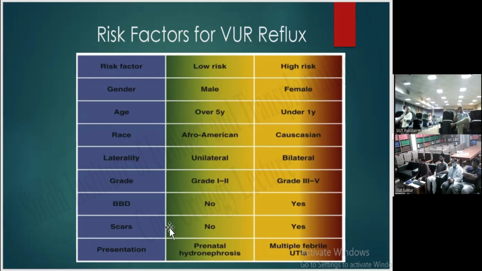Bladder bowel dysfunction: if not present, low risk of persistent VUR; if present, high risk. Scars: absent has low risk.